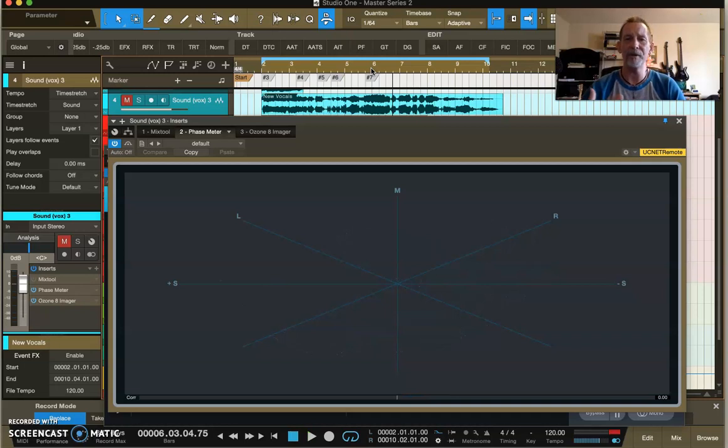Now, the concept here is that as you become a better and better audio engineer, you'll probably find yourself doing this not as much as somebody who's new to looking at phase issues, stereo field issues, correlation issues, and things like that.